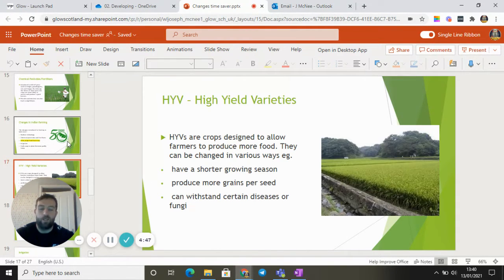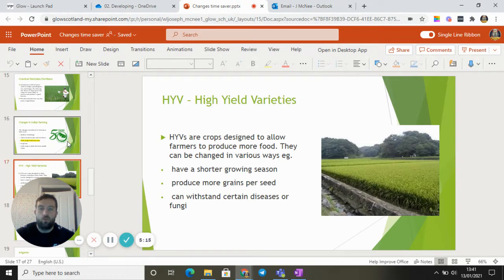So some of the different ways that this has happened is they have been designed to have a shorter growing season, so you can actually grow 2 harvests in that wet season, so that you're making more rice. Potentially another way they've been modified is to produce more grains of rice per seed. So one seed gives you more grains of rice.